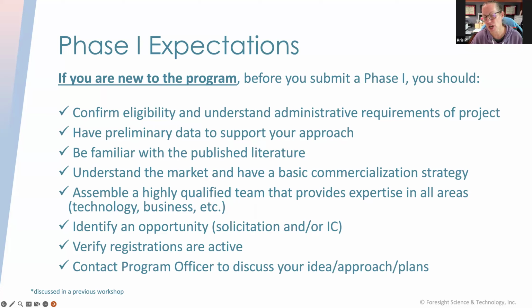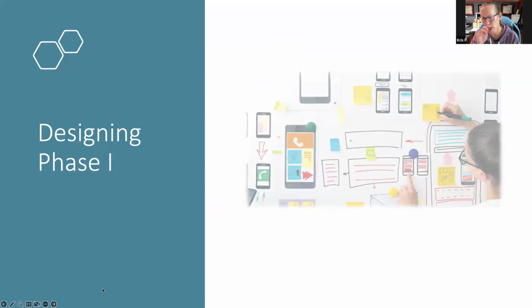Verify your registrations are active. Dell touched on registrations a little bit, and the SAM registration is required to be renewed each year. You must have an active SAM in order to successfully submit an application. And it can sometimes take a while for your SAM to be approved or even to be renewed. And then you're going to want to contact your program officer to discuss your idea and get some feedback, if you can, on your approach and plans. So we'll go through all of those again as we work through this session.